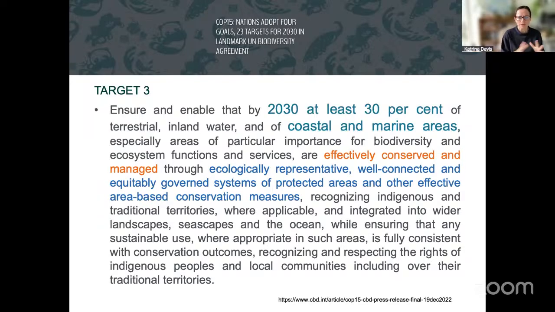A big focus of the Montreal targets has been to make sure that in all of our activities, we're recognizing Indigenous and traditional territories, and making sure that our outcomes are consistent with respecting the rights of Indigenous peoples and local communities. So this is now what the conservation community is working towards.